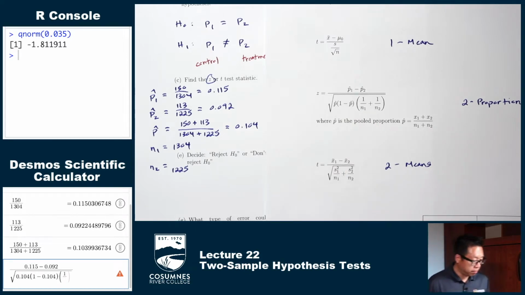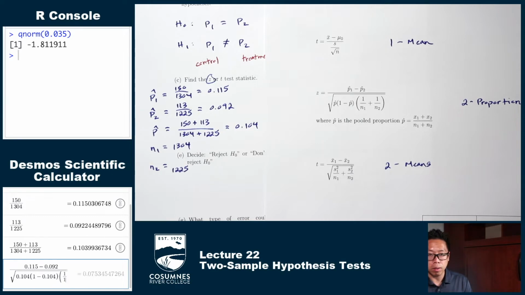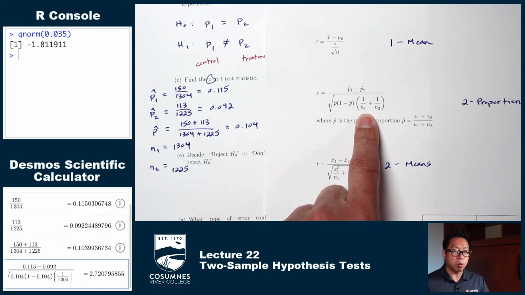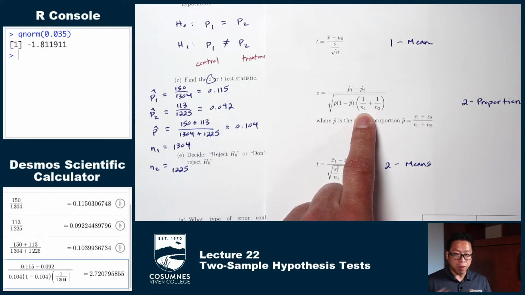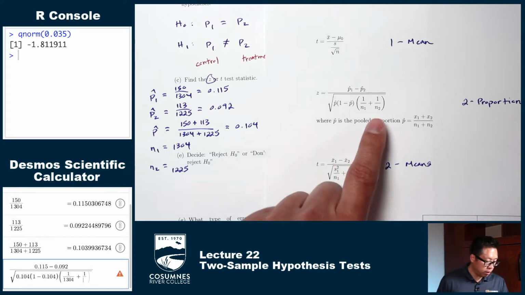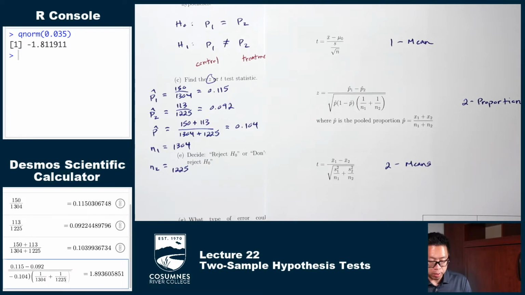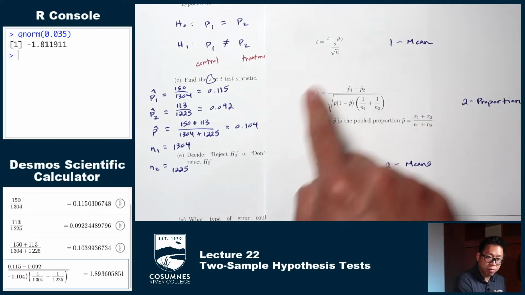Okay, and then next will be parentheses, fraction, 1 over N1, our N1 is 1304. Okay, plus, so I'm going to move my cursor just to the right of the fraction without putting a space, plus another fraction. This one will be 1 over N2, 1 over 1225. Okay, close parentheses.